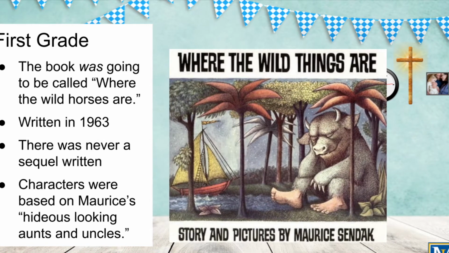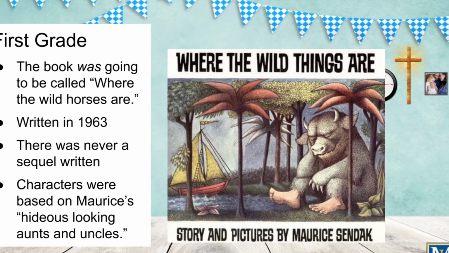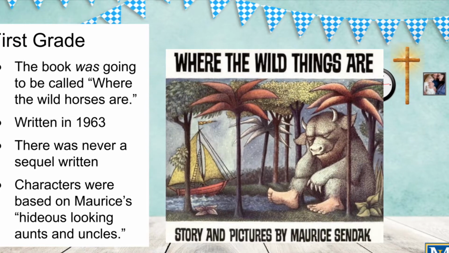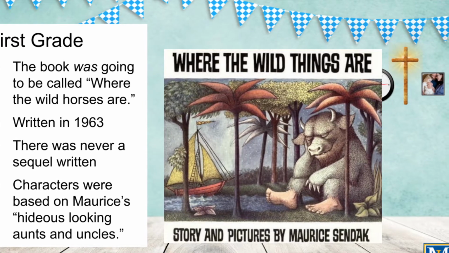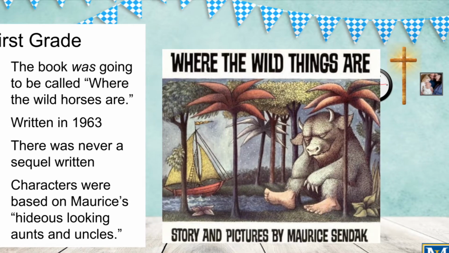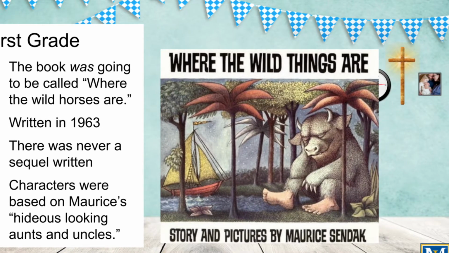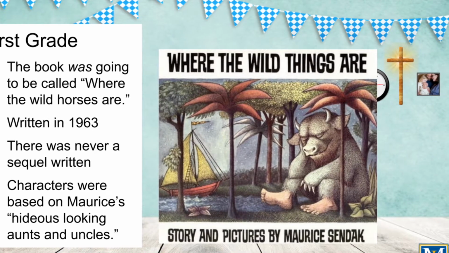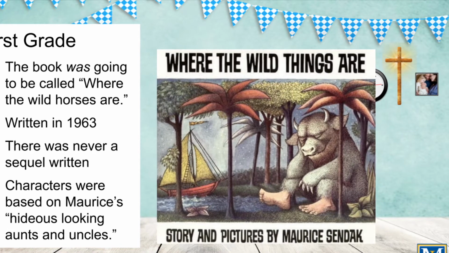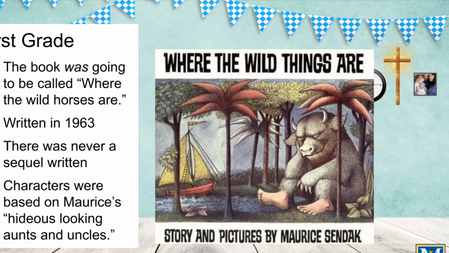Characters were based on Maurice's hideous-looking aunts and uncles. I wonder if you can see any specific parts of the characters that you think would match up to someone in your life, whether it's personality traits or physical attributes.